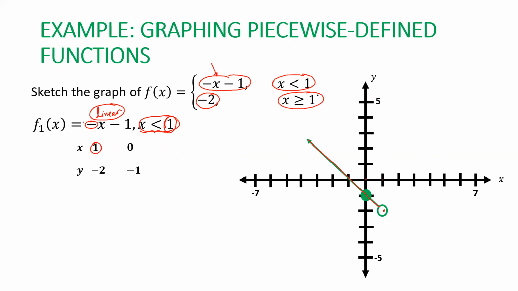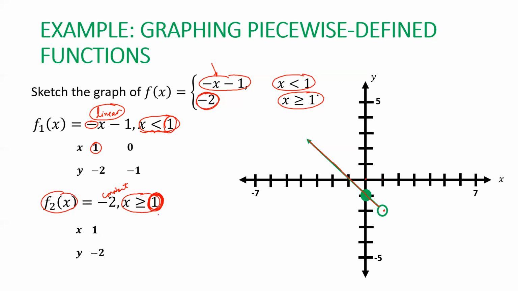Okay, and then the second subfunction is negative 2. So we have f sub 2 of x equals negative 2, and it is defined on the interval x is greater than or equal to 1. This one is a constant function, so its graph must be a horizontal line. Again, we will create a table of values, and we shall use 1 because 1 is the boundary value. So x equals 1. If x is equal to 1, the value of this subfunction is negative 2.